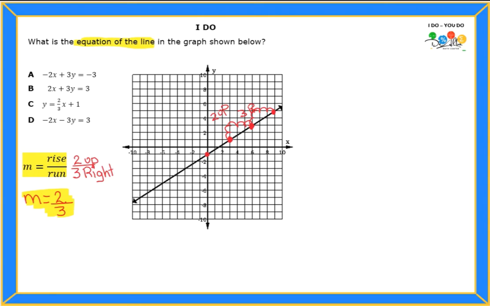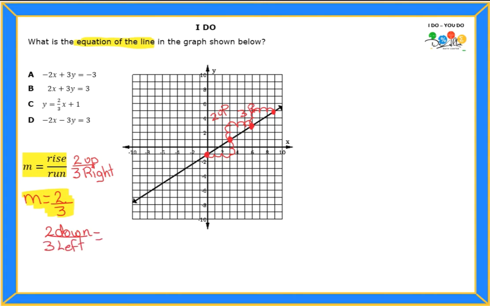So guess what? We're going to need to do the opposite. Instead of going 2 up, I'm going to go 2 down. And then instead of going 3 to the right, I'm going to go 1, 2, and 3 to the left. Notice how I'm doing the opposite. So I'm going 2 down and 3 to the left.